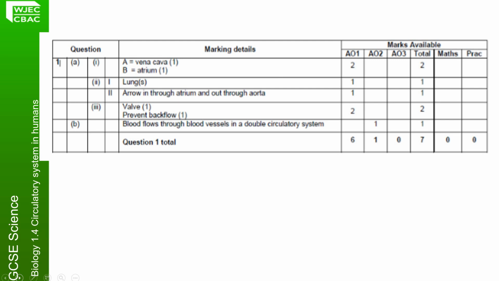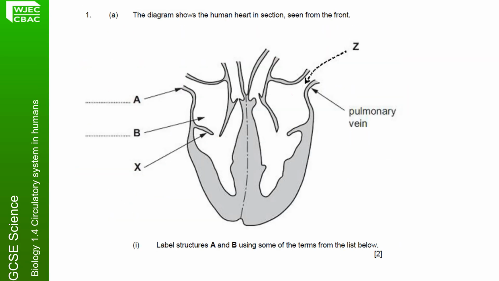Part 2, state the organ from where the blood has come in the arrow Z entering the heart. So you can see Z coming in on the left side of the heart. So it should have come from the lungs, or the lung is appropriate. Continue arrow Z to show the path of the blood passing through and then leaving the heart. So they want the arrow in through the atrium and out through the aorta. So if I go back to the diagram, they want the arrow going in and out like that, okay? As long as you've got that route, that will get you the mark.